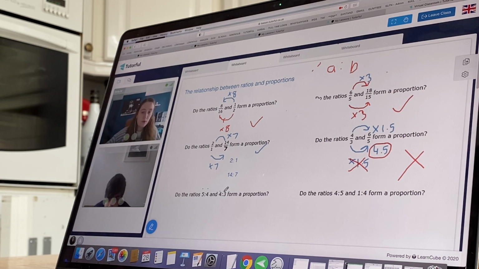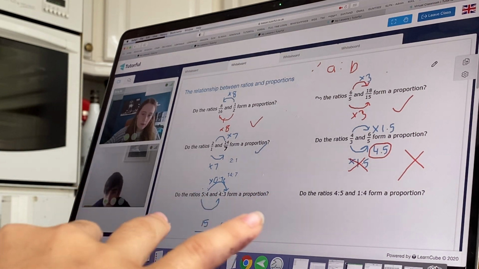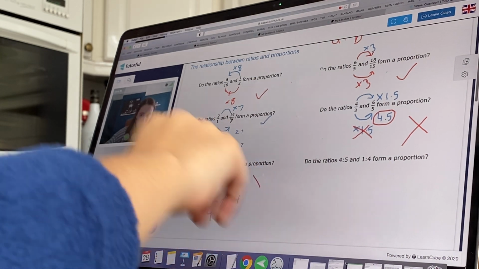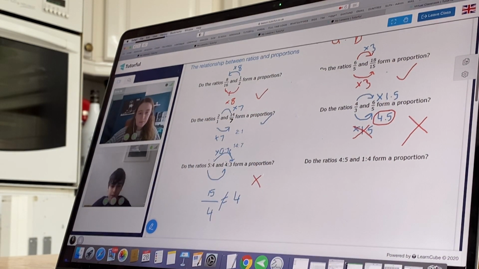Exactly. So to get 4 to turn into 3, we would times it by 0.75, or 3/4. But to turn 5 into 4, it wouldn't work, because we would get 15 over 4, which does not equal 4. You need the numbers to be exact. It needs to be common. Brilliant. Okay, last one.